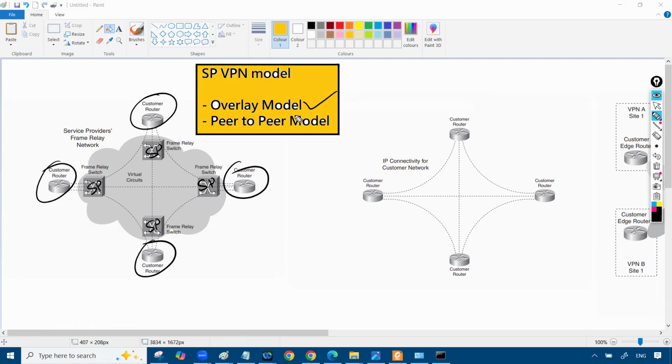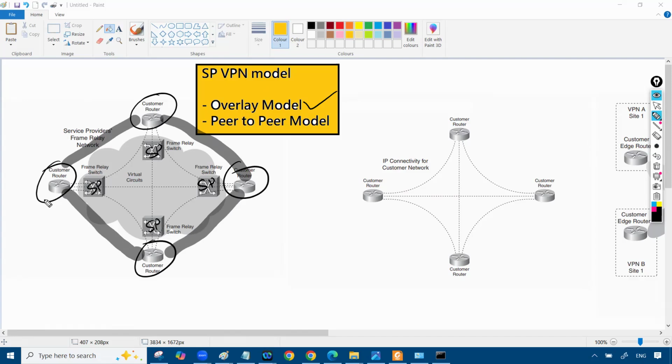We create the tunnel between the customers, right? So I have a tunnel between, let's say, this site and that site. I'll create one tunnel between this one, one between this one, and one between this one. So in the overlay model, the customer is not exchanging routes with the service provider. The customer is not going to share any route with the service provider. They can directly share routes from one customer to another customer.